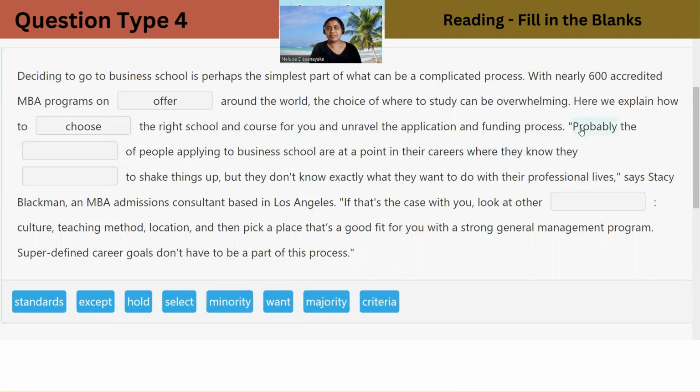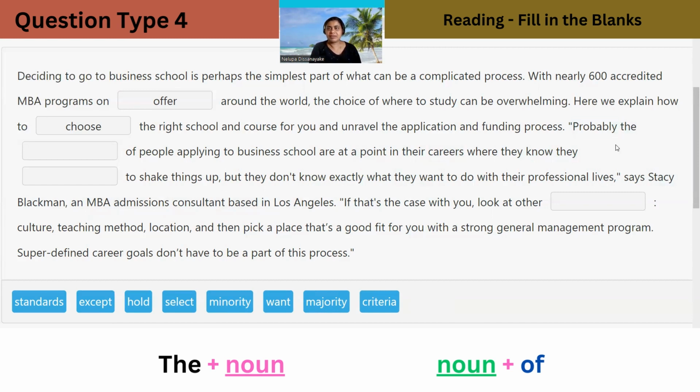Now it says something within inverted commas. That means someone is saying something. Here, the inverted comma finishes, and then this person says something. He is a consultant in Los Angeles. Now let's see what he has said here. Probably the blank of people applying to business school are at a point in their careers where. When you have this word where, it means that they explain something further. Now let's see what can be the answer for this blank.